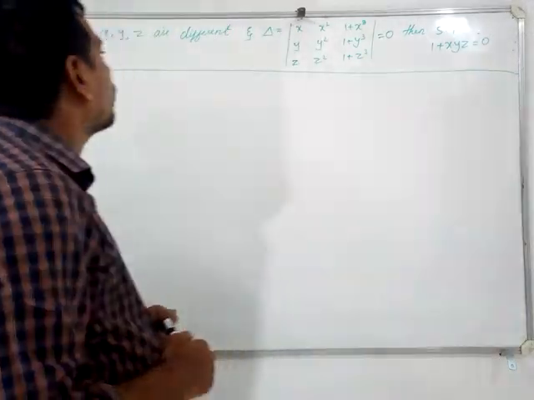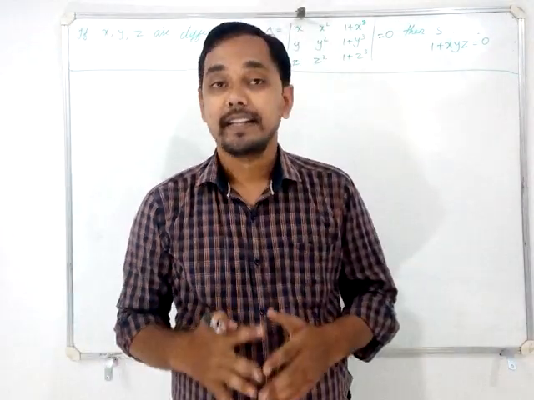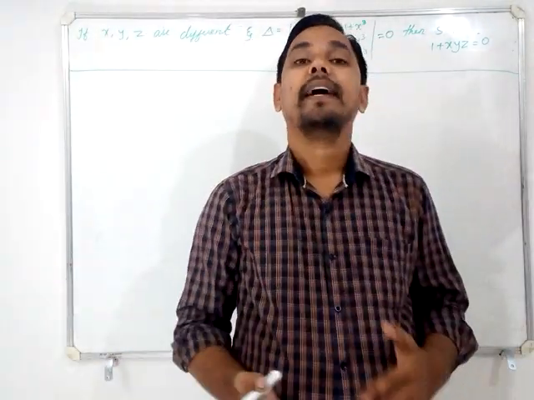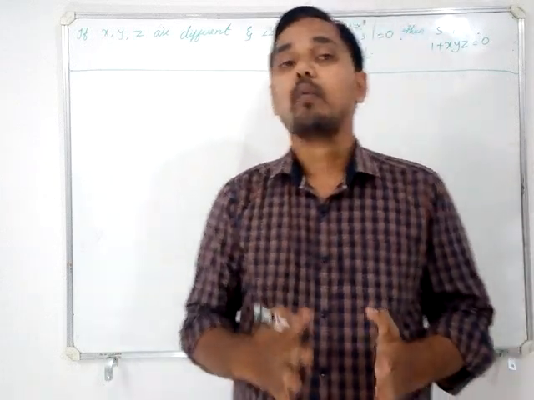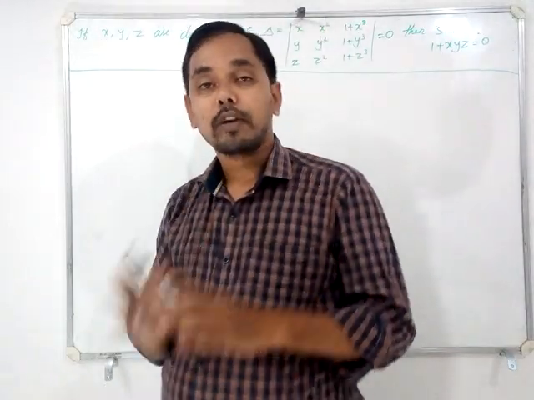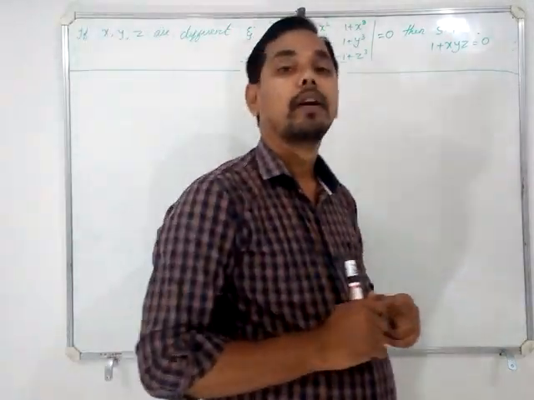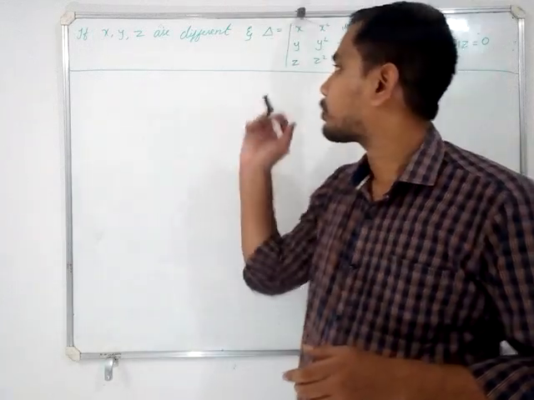Okay, so what is the meaning of x, y, z are different? That means x is not equal to y, x is not equal to z. Similarly, y is not equal to z. All three are totally different. Okay, fine. Let's proceed with this.